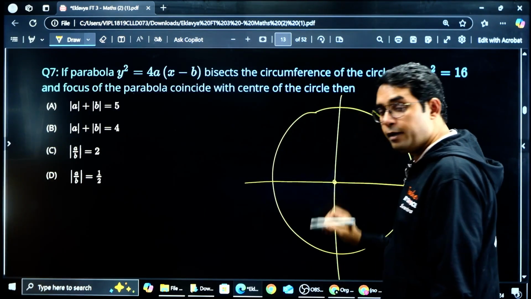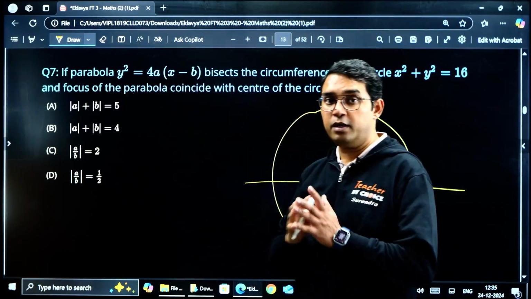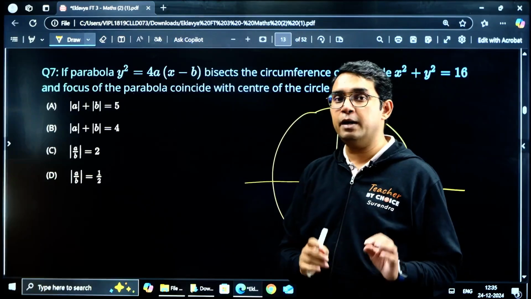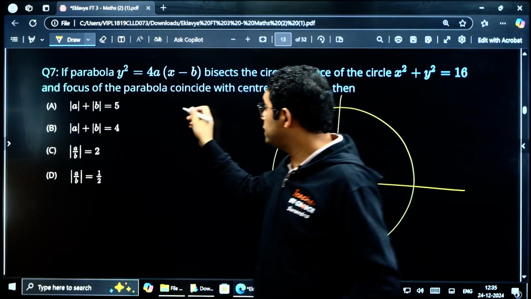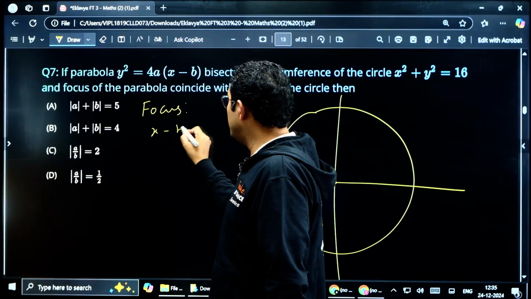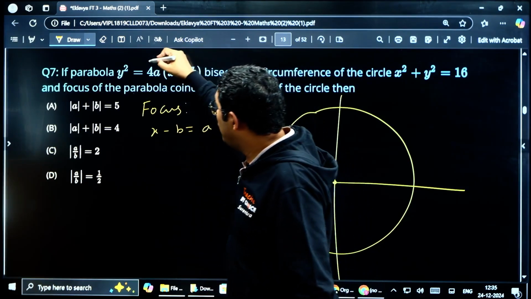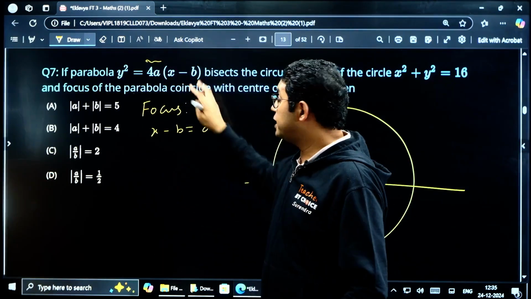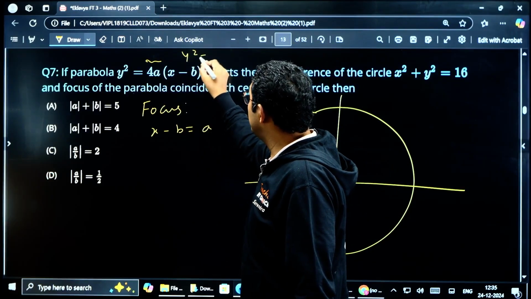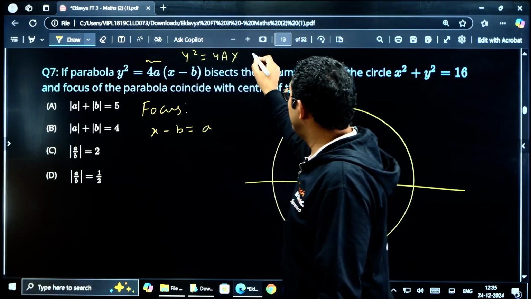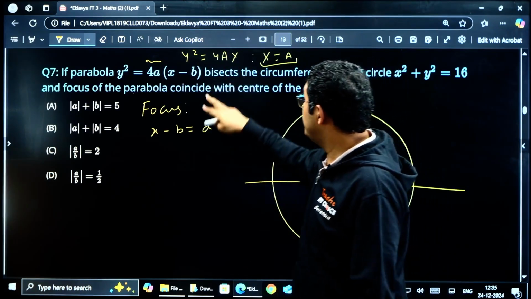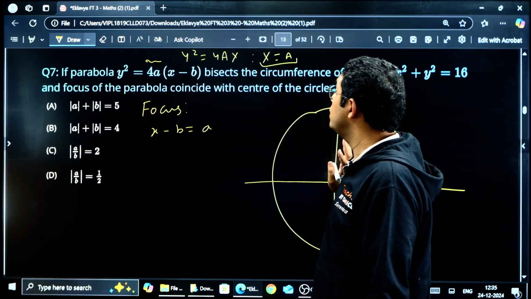So the focus will be here. Now, this is a parabola that is either right opening or left opening, depending upon the value of a. But in all scenarios, the focus has to be at x − b = a. This 4a is in place of the latus rectum, and x − b is in place of x in y² = 4ax, where the focus is always at x = a. So here the focus will be at x − b = a.